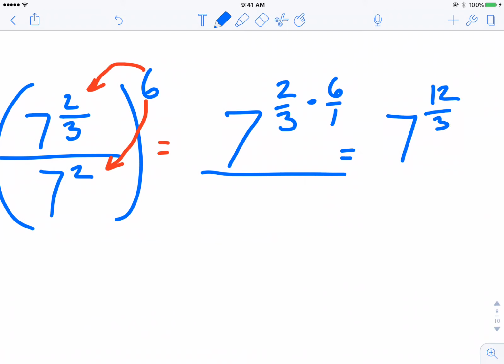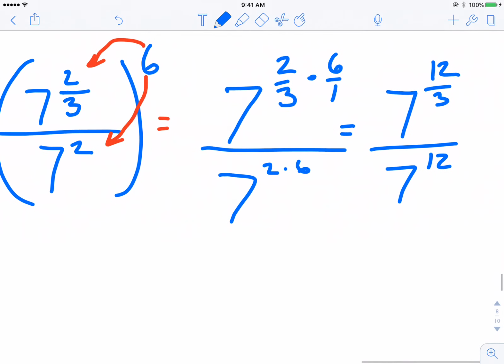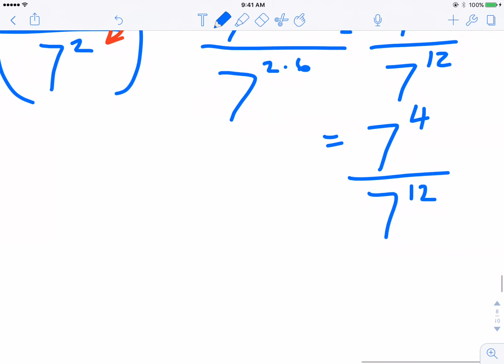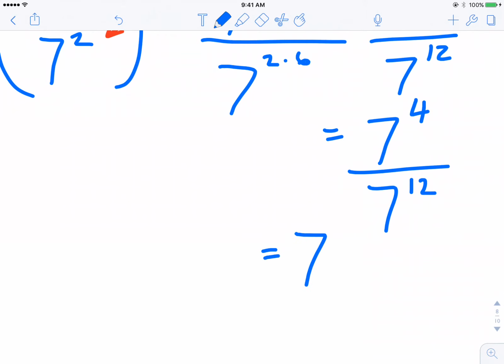My denominator becomes 7 to the power of 2 times 6, which is 7 to the power of 12. And then 7 to the power of 12 over 3 is just 7 to the power of 4, because 12 divided by 3 is 4, over 7 to the power of 12. This becomes 7 to the power of negative 8, because I subtract 4 minus 12, but I don't like that negative 8.